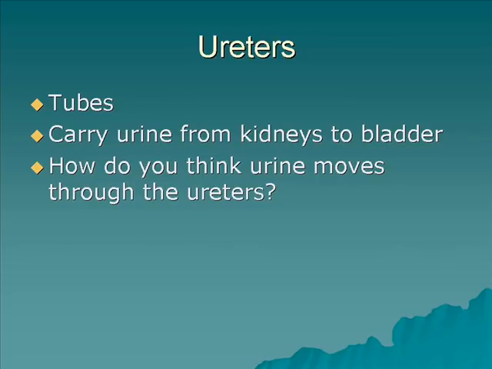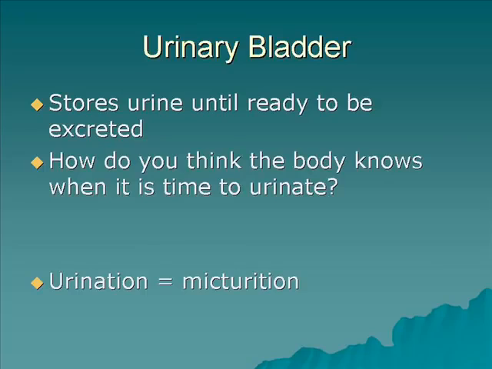Now, once all this urine has been produced in the kidney, it leaves the kidney through tubes called ureters. These carry urine from your kidneys into your bladder. Now, how do you think that the urine moves through the ureters? Like, how do you think that it's pushed through them? I'm hoping you guessed circular contractions of smooth muscle, also known as peristalsis. That would be good. Now, from the ureters, as we said before, it goes into your urinary bladder, and this is where urine is stored until it's ready to be secreted.